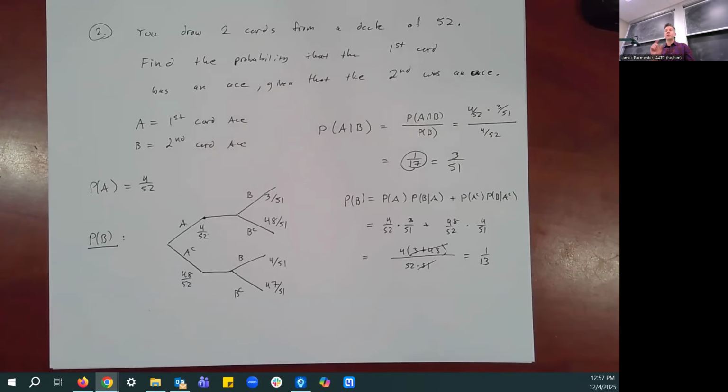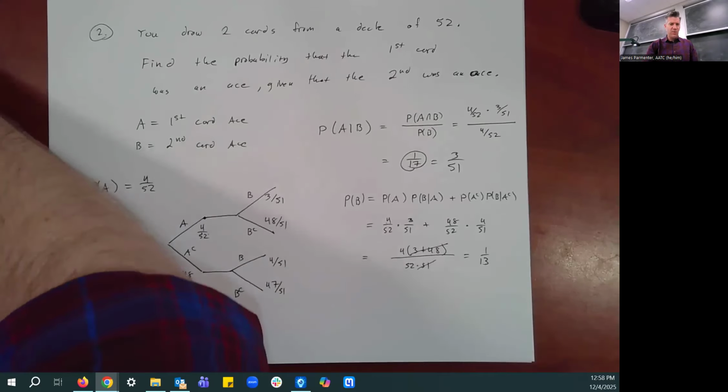So the order you pick the cards in doesn't actually matter if you don't know things. The probability that the first card was an ace given the second card was an ace is the same as the probability the second card is an ace given the first card was an ace, because you're assuming you don't know the thing about the other thing. Kind of neat. That doesn't seem like it should work that way, but it totally does.